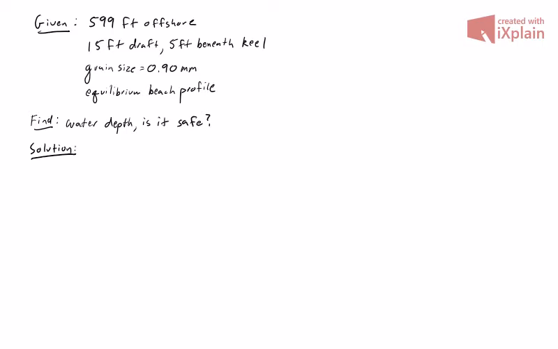You know that the grain size of the beach is 0.90 millimeters and that you have an equilibrium beach profile. So the first thing we need to do is decide, based on that information about our ship, how much water depth do we actually need? It's not terribly complicated, right?